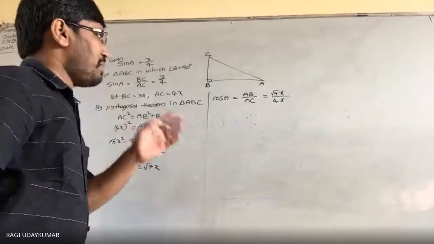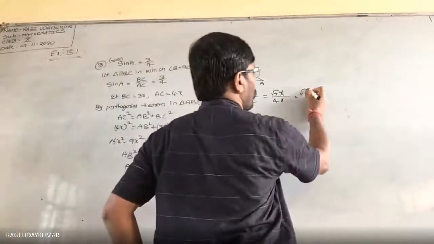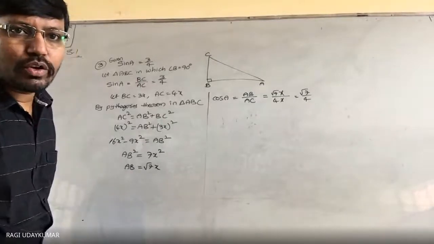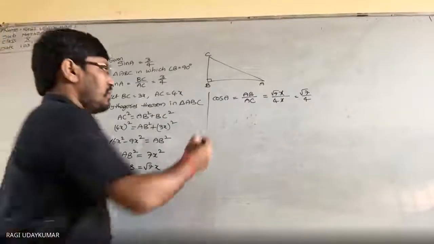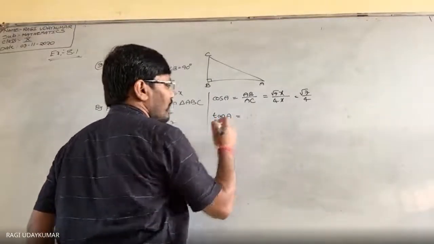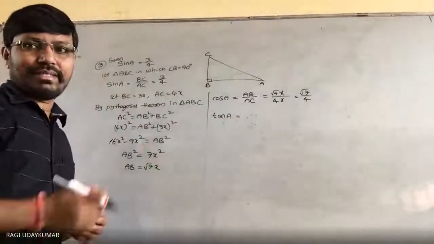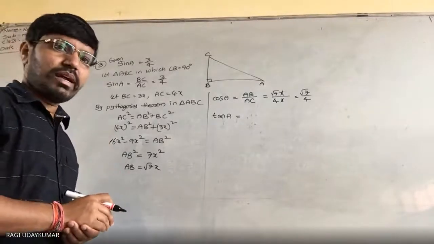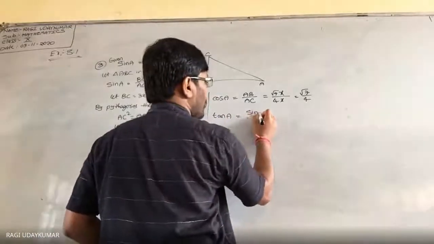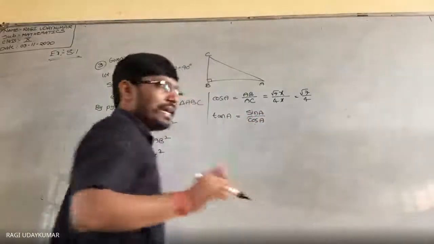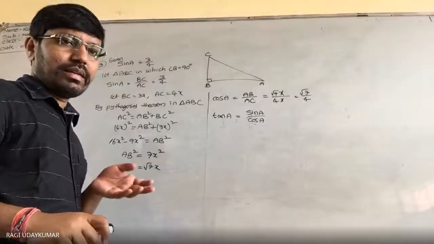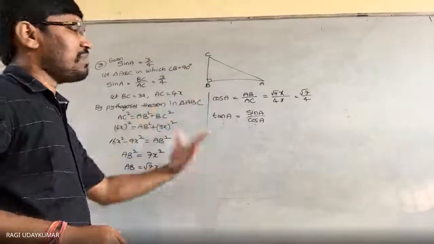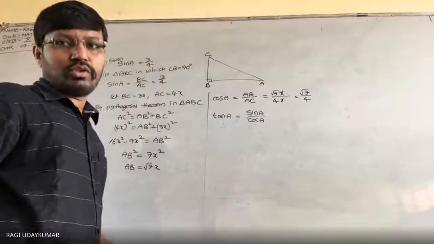So here AB by AC is equal to root 7 by 4. This is cos A. And along with cos A, what is it asking you to find out? Tan A. Tan A you can find in different ways. Tan A is nothing but sin A by cos A. Or if you want, you can take opposite by adjacent. The opposite of A is BC, so BC by AB also you can take into consideration. In both ways you can do.